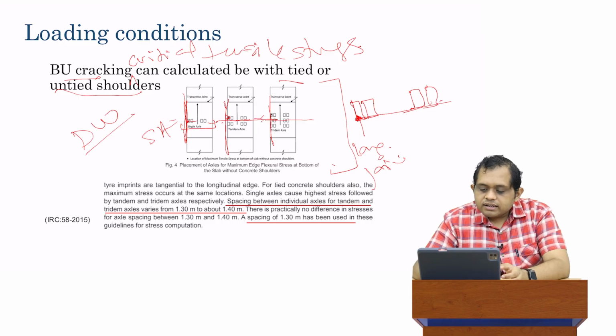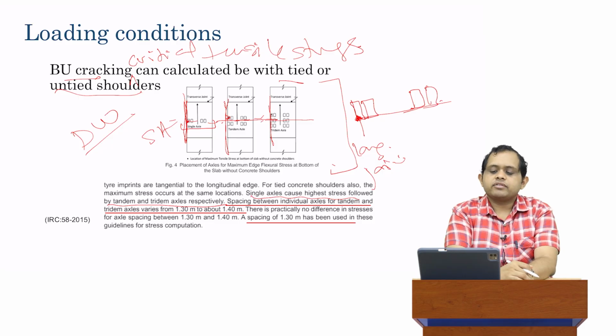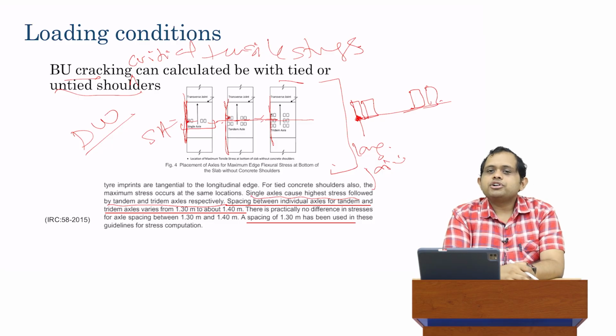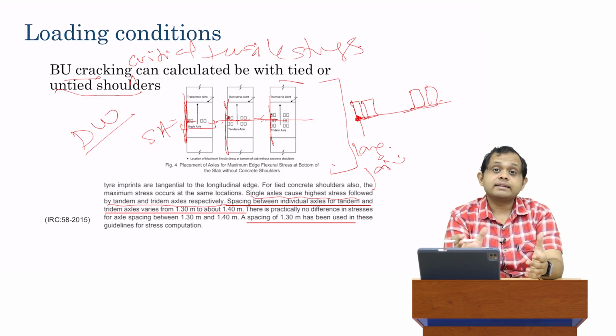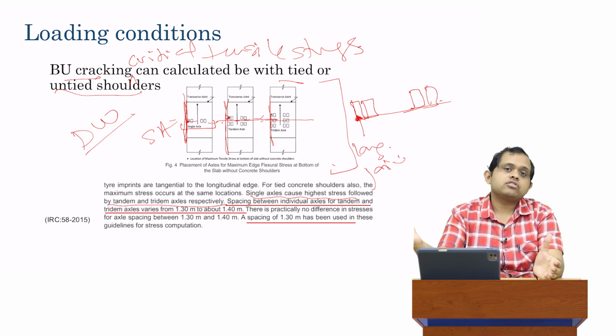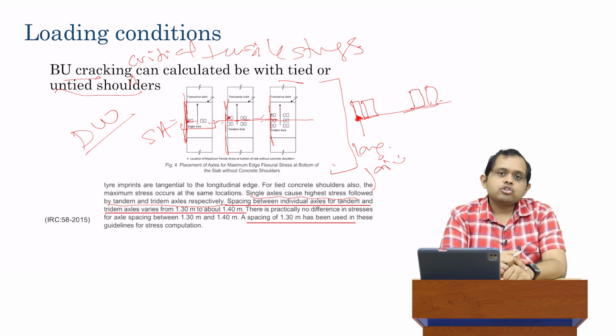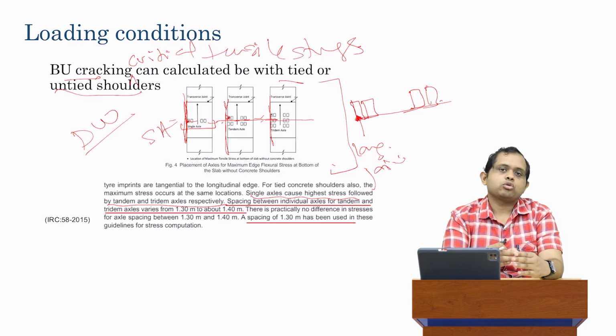Single axles cause the highest stresses, followed by tandem and tridem axles respectively. That might seem a little bit counterintuitive if you look at the axle load spectrum. If you go back to our lecture on traffic characterization, you'll see that the overall load of a tandem axle is higher than the overall load of a single axle, and tridem is higher than tandem. So you would think that because tandem axles are heavier, they should be causing more stress.